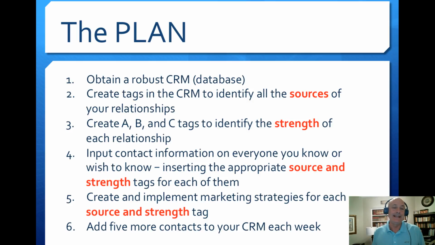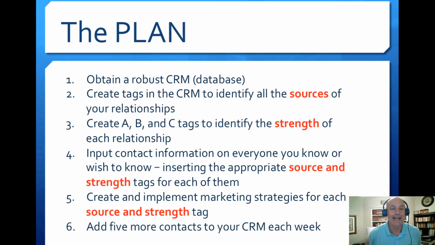So here we go. It is a 6-step strategy. Number 1, obtain a robust CRM. We're going to define what that is for you very carefully. 2, create tags in the CRM to identify all the sources of your relationships. Sources is in red because it is a key word. It means how I know this person. 3, create A, B, and C tags to identify the strength of each relationship. If sources is how I know this person, strength is how well I know this person.